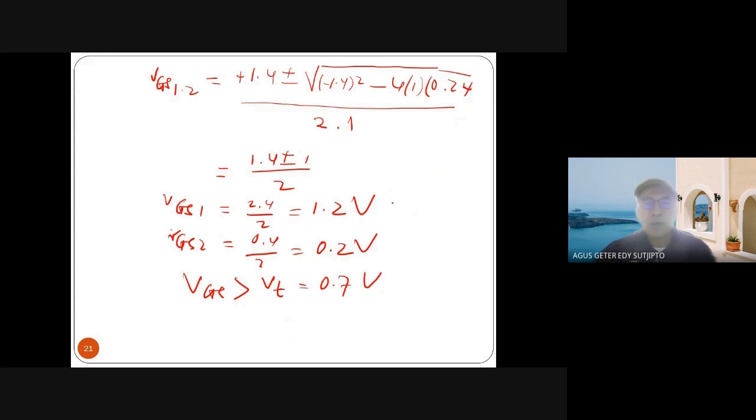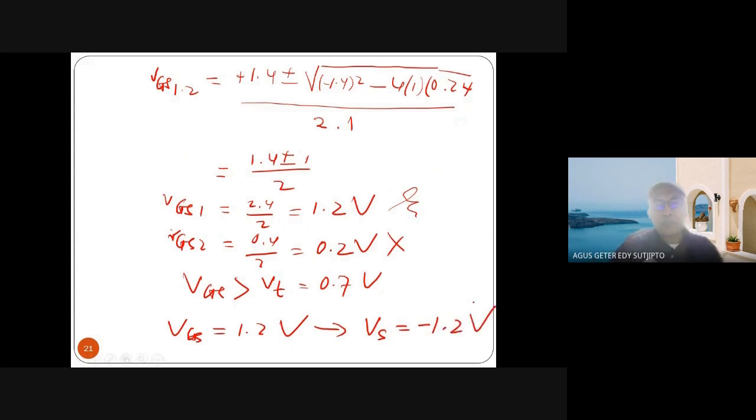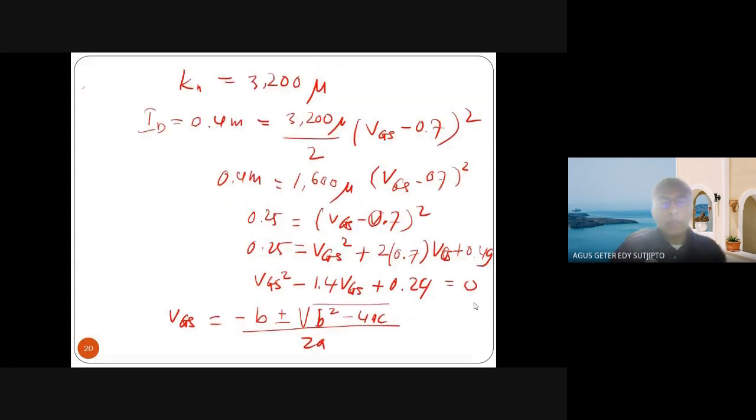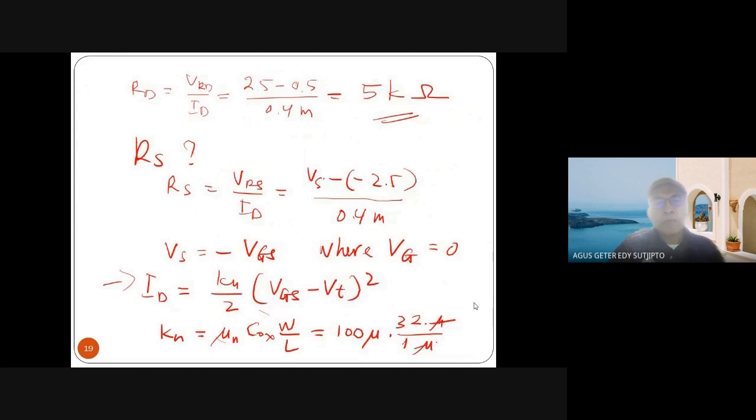We know that VGS should be more than the threshold voltage. We know that the threshold voltage equals 0.7. So in this case, 1.2 volt is the correct one, and 0.2 is not correct. So VGS equals 1.2. Then VS equals minus VGS, which means minus 1.2. So this is the answer for VS.